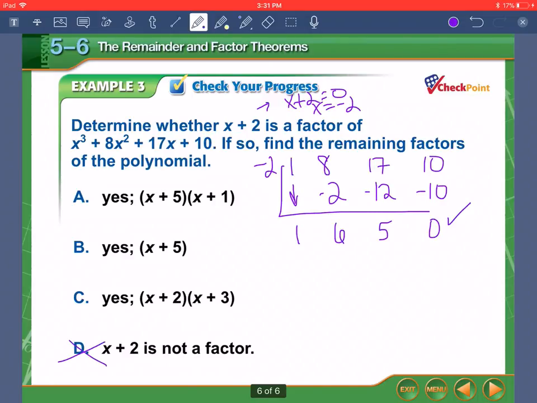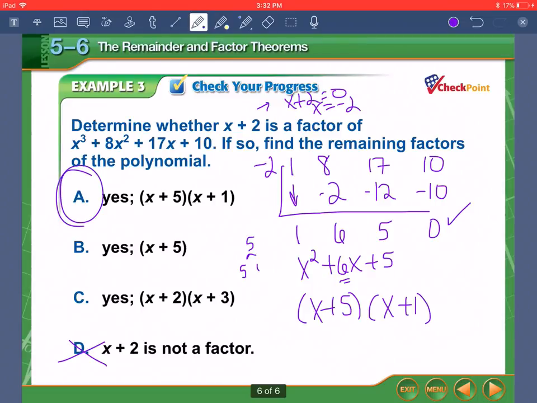The remaining factors are going to come from x squared plus 6x plus 5. So I need factors of positive 5 that add up to 6. That would be 5 and 1. So this factors to be x plus 5, x plus 1. So we get answer choice A.